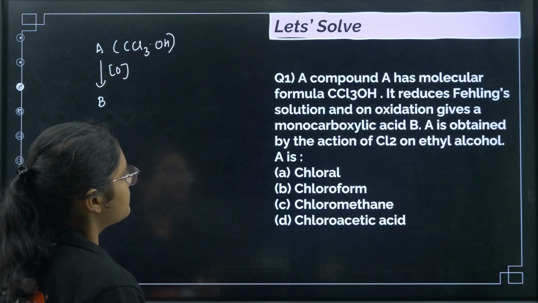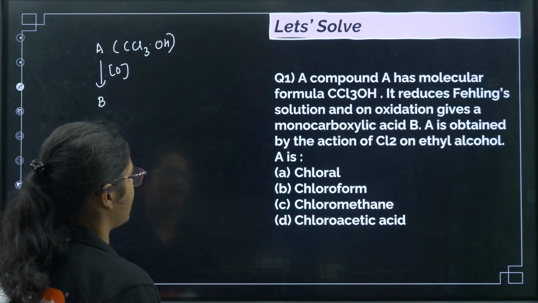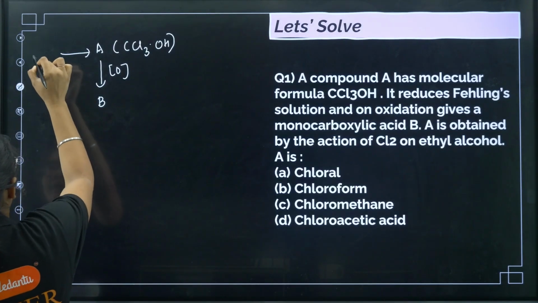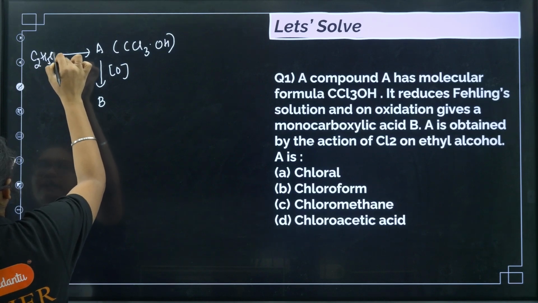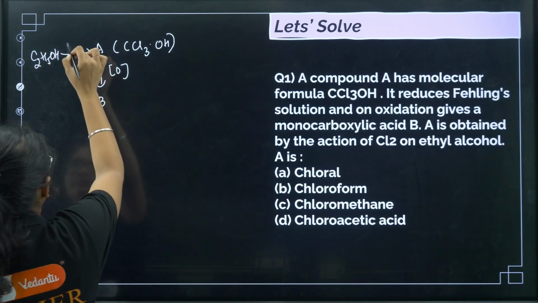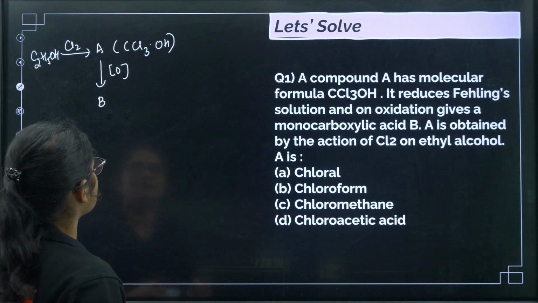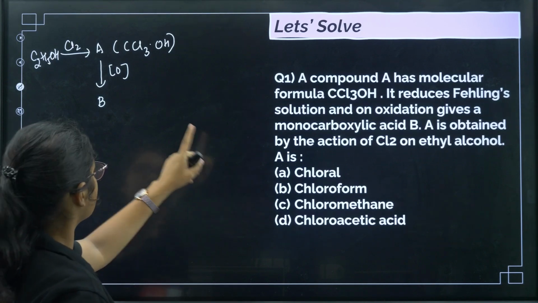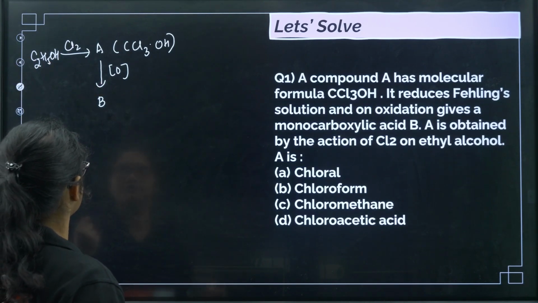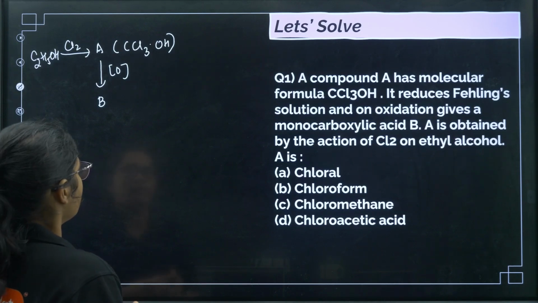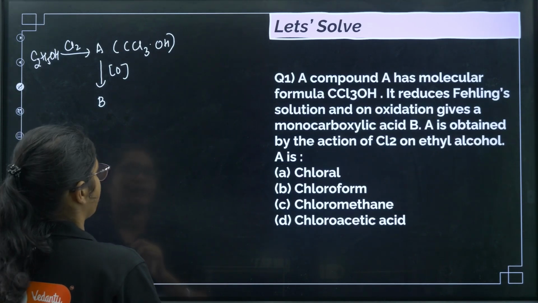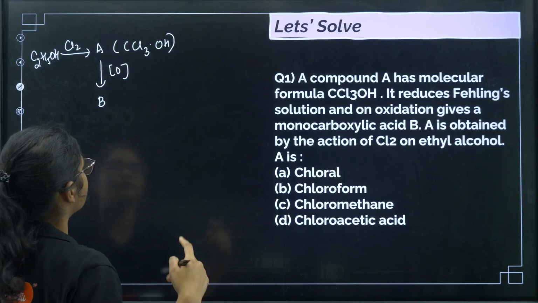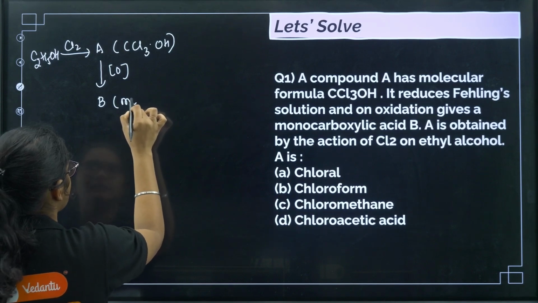Now A is obtained by the action of Cl2 on ethyl alcohol. So A is obtained by the action of ethyl alcohol and chlorine. So that is how A is obtained. Next, you have to find the structure of A. Now A on oxidation is giving you B, right, and which is a monocarboxylic acid.